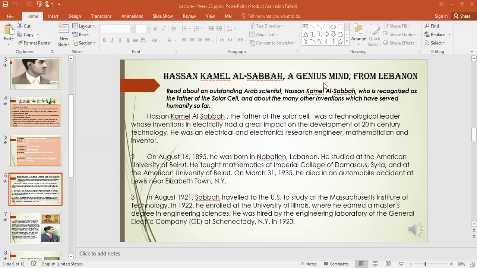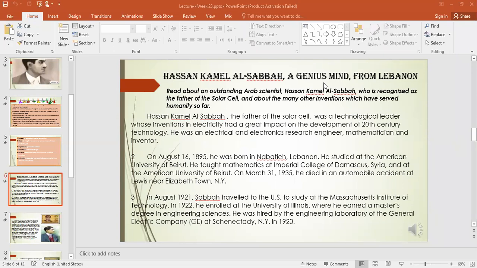On March 31, 1935, he died in an automobile accident at Lewis near Elizabethtown, New York. NY means New York. So he died on March 31, 1935 in an automobile accident, or like in a car accident in the United States of America. Okay?